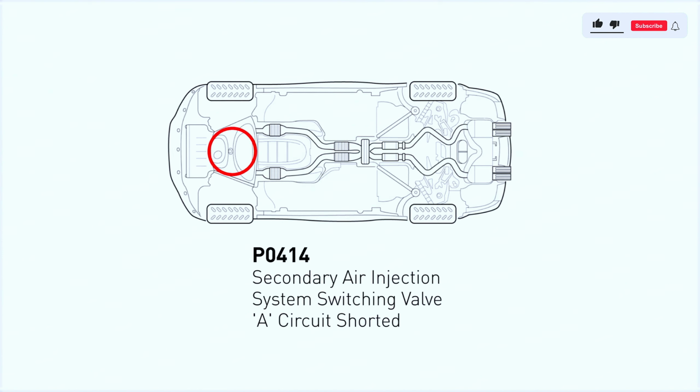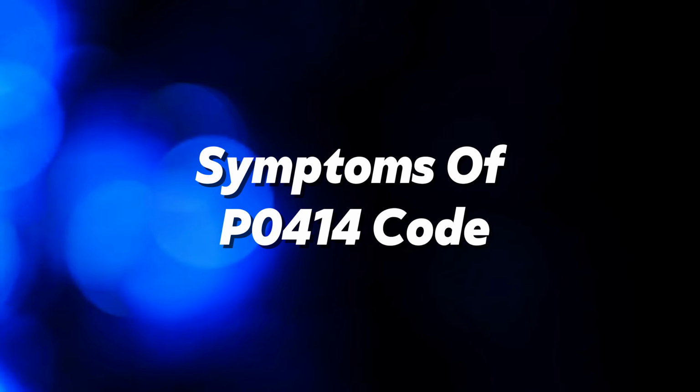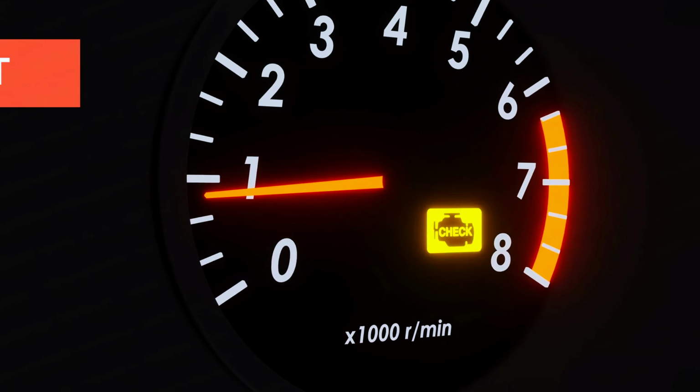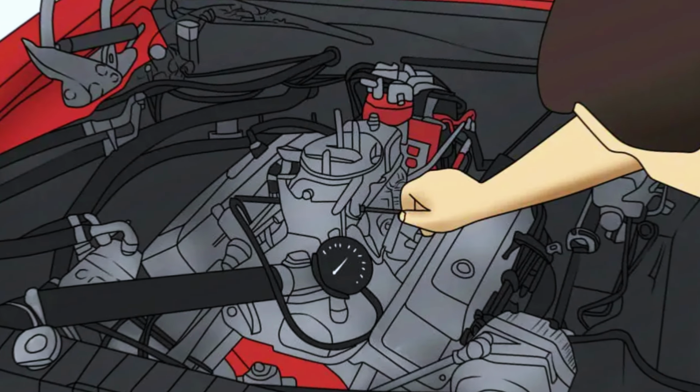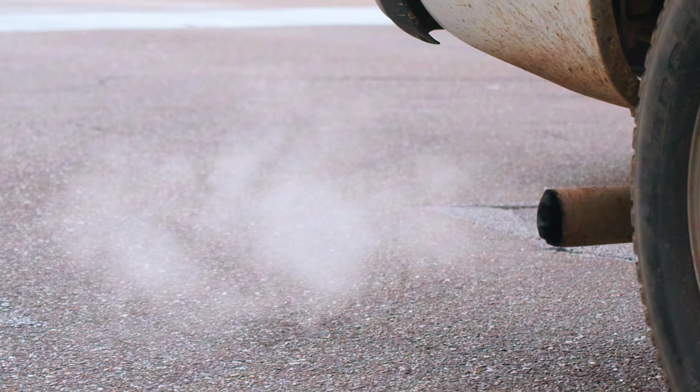The OBD-II code P0414 indicates a secondary air injection system switching valve A circuit shorted, meaning there's a problem with the electrical circuit controlling the secondary air injection system's switching valve. Symptoms: check engine light on, engine hesitation during acceleration, noisy air injection pump, poor fuel economy, failed emissions test.